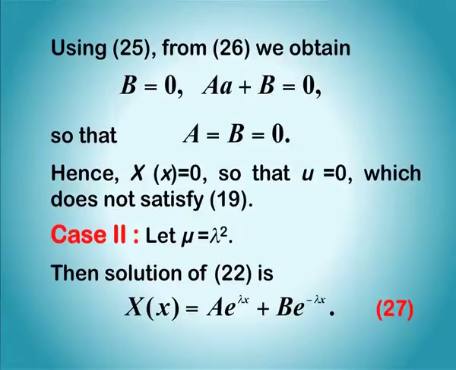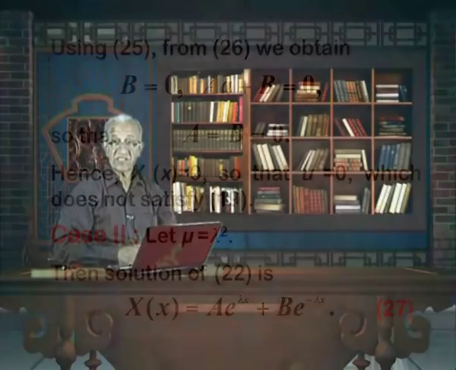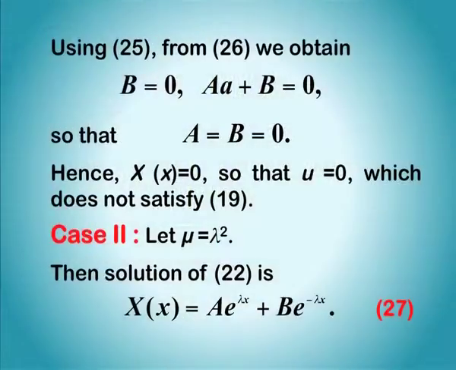This is the conclusion of case 1 that we have. If capital X of x, meaning X is a function of x alone, is equal to 0, naturally u will become 0. If u becomes 0, it will never satisfy equation number 19. Let us see case 2 and let us witness whether this will give us a satisfactory solution or not.